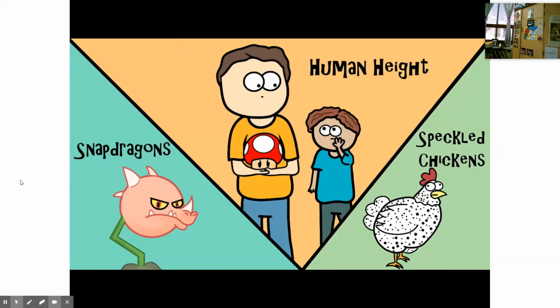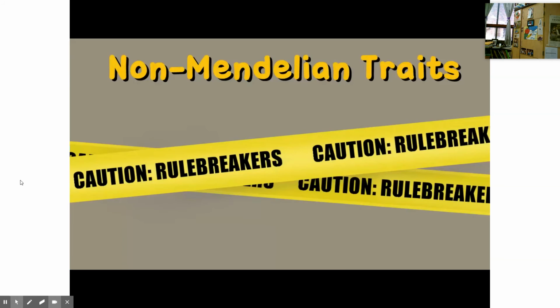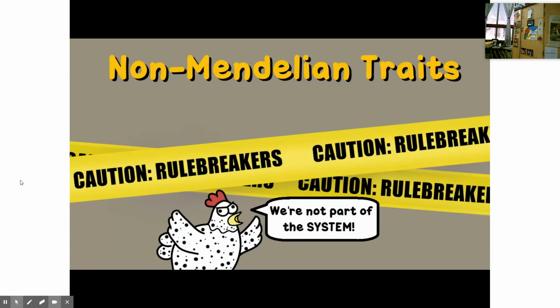What do snapdragons, human height, and speckled chickens have in common? Well, they are easily identified as non-Mendelian traits. By non-Mendelian, we mean that, genetically, they are rule breakers. They don't follow the regular Mendelian rule that having a dominant allele means the dominant trait will show.